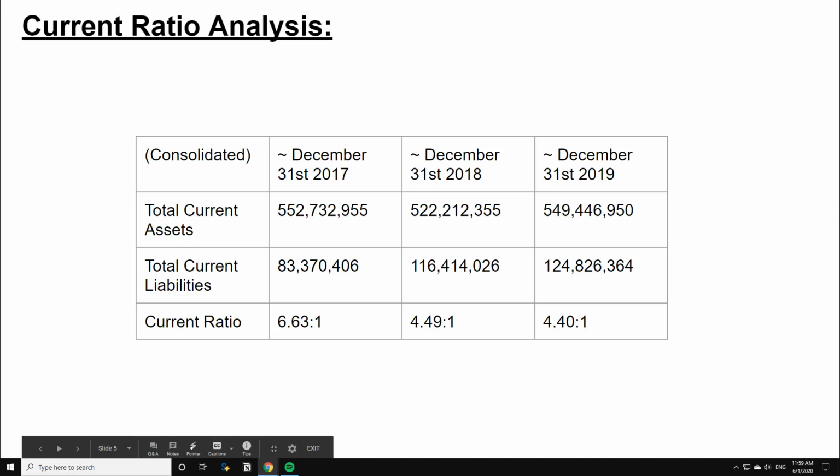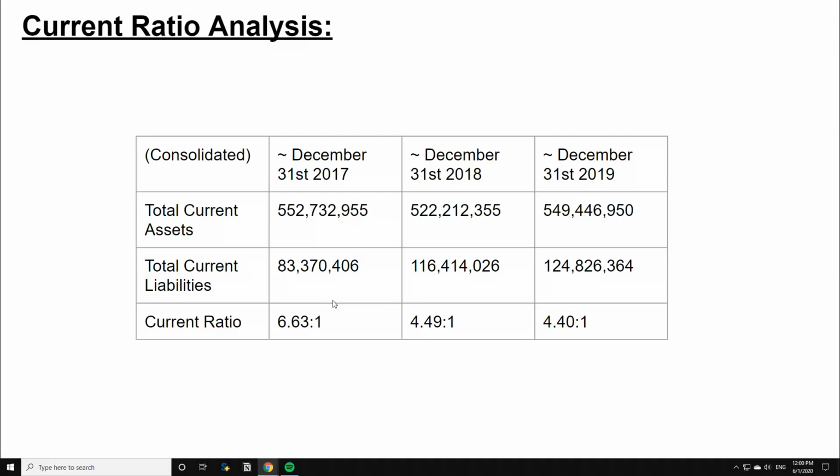So the ratio I'll be covering is the current ratio, which is total current assets over total current liabilities. I've taken the data from the past 3 trading years of AfterYou, and I've labeled the total current assets, total current liabilities, and their current ratio. By the end of 2017, AfterYou had a current ratio of 6.63 to 1.